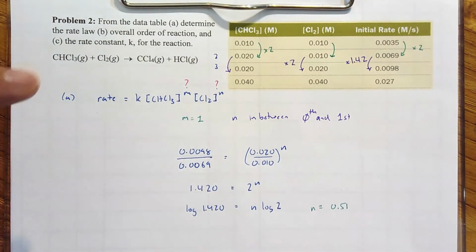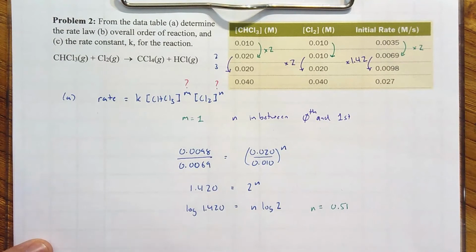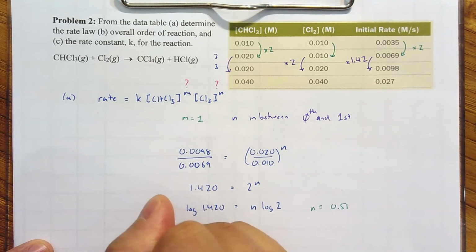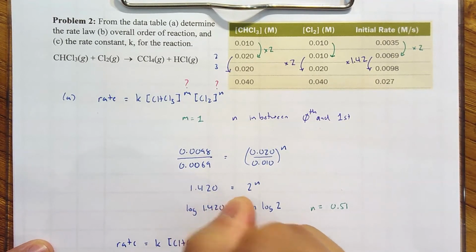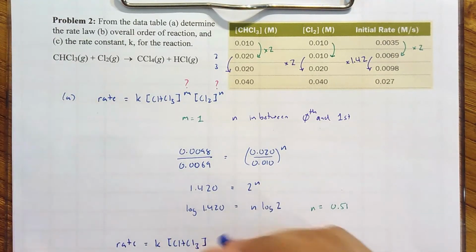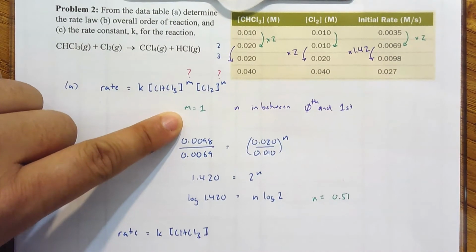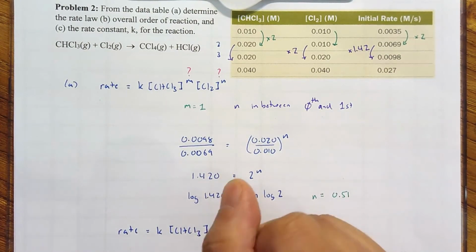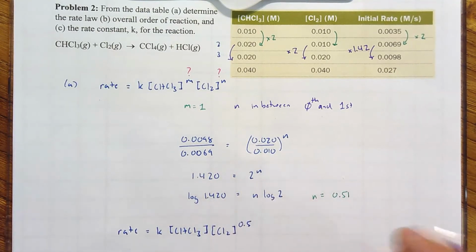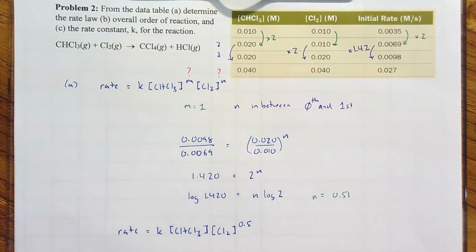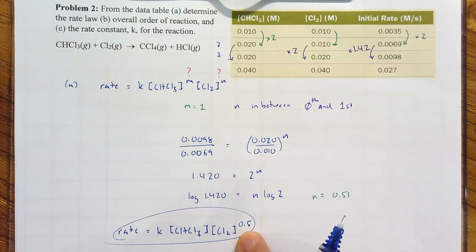All right. So what is the rate law? We finally have to put everything together. Rate equals K, concentration of CHCl3 to the 1, times, interesting, Cl2 to the 0.5. We'll round to one significant digit. That's why this was a little more challenging, because we're raising to a non-integer, 0.5. Okay.